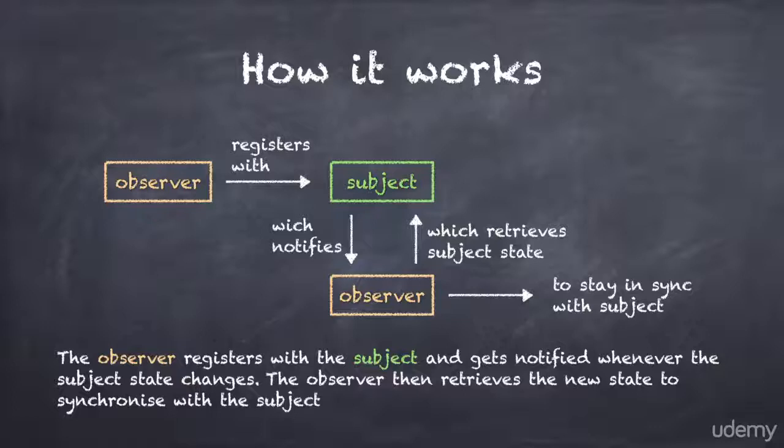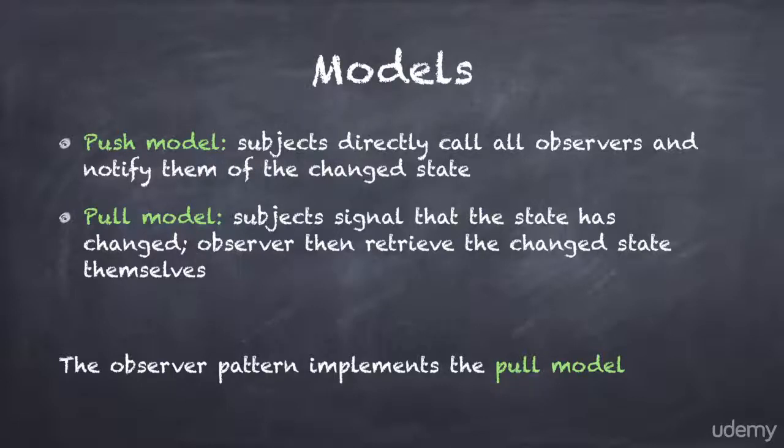There are two ways in which subject objects can broadcast a change in their internal state to other parts of an application. The push model, where subjects directly call all observers and notify them of the changed state, or the pull model, where subjects signal that the state has changed and observers then retrieve the changed state themselves. The observer pattern is a pull model, and it offers a number of benefits over the push model.